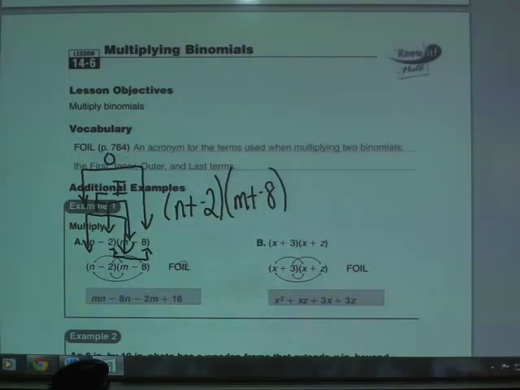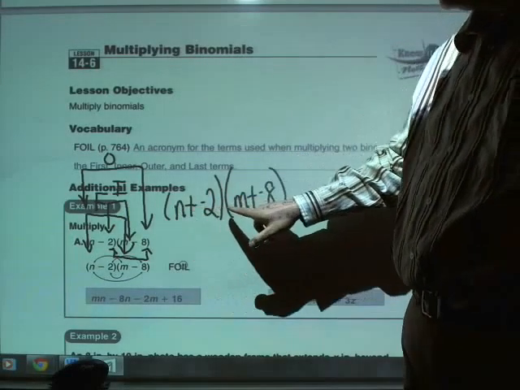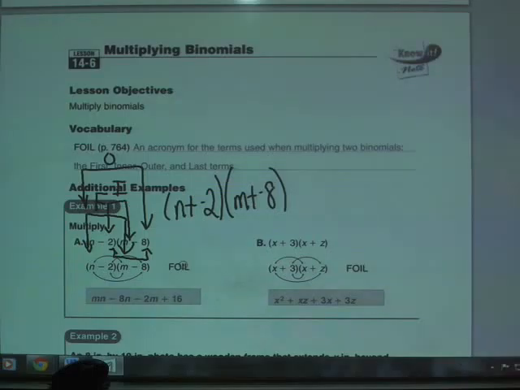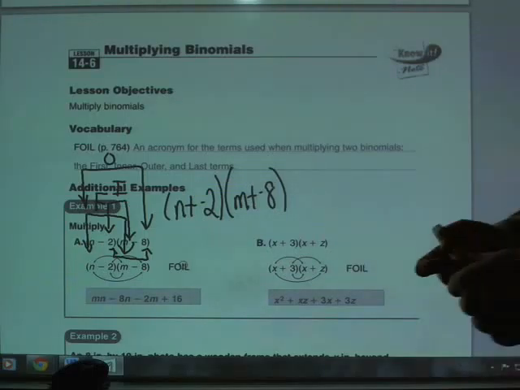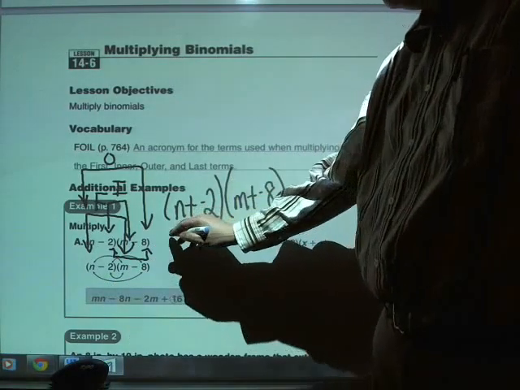All right, so F stands for the first. I'm going to multiply the first terms together here. That's my n and my m. Well, that's a nice multiplication, so we just have to put those together, and that's going to give me nm or mn, whatever you want to say. As you can see in their solution, they've written mn.